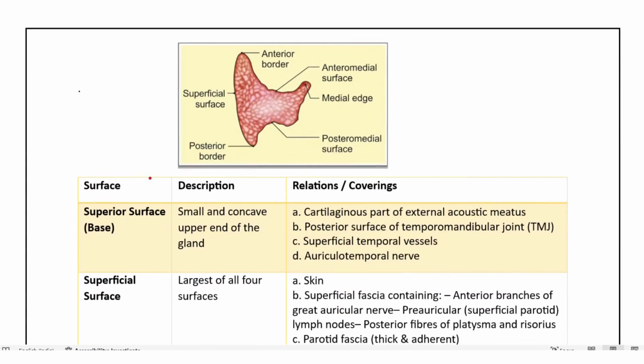Basically, you can draw one diagram where you can see the tip is of the anterior border that's separating the superficial surface and the anteromedial surface. The posterior border is separating the superficial and posteromedial, and this is your medial edge.